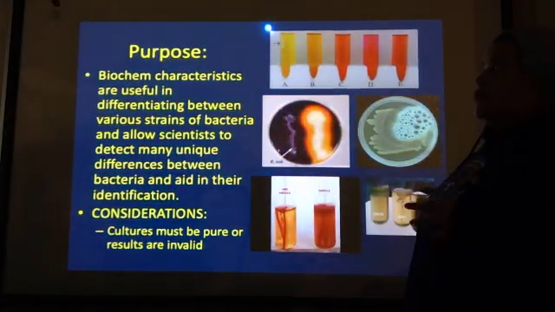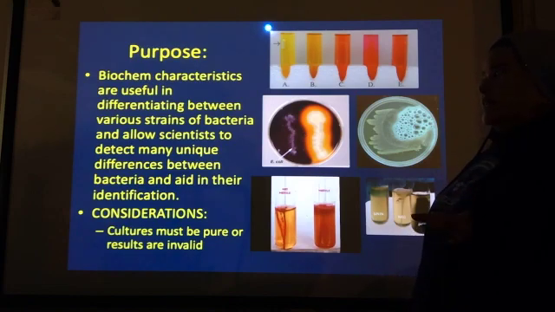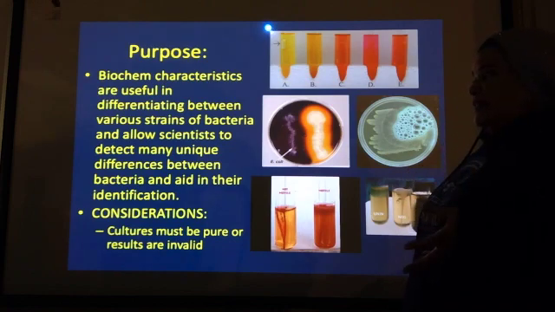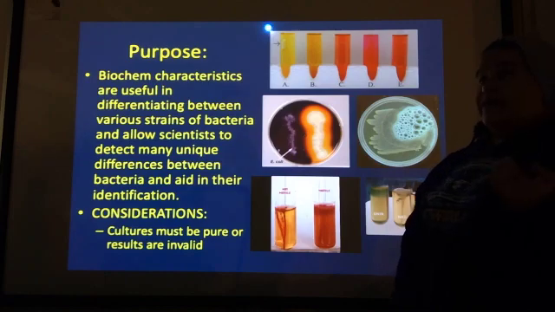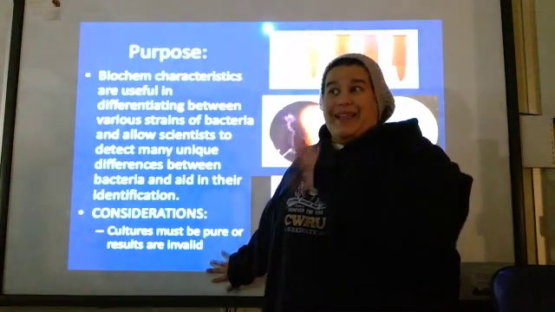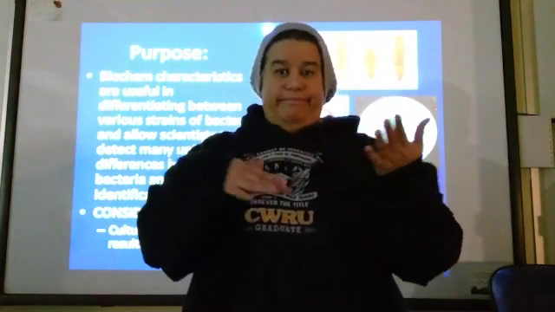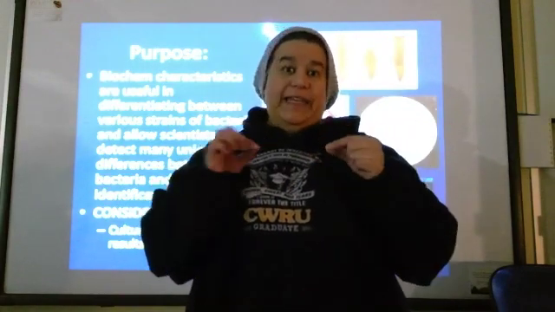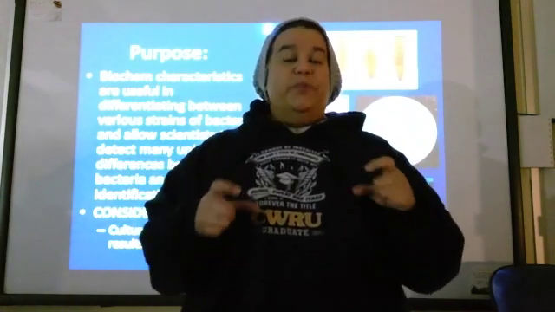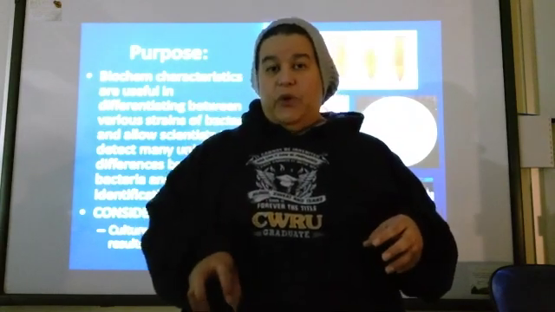Biochemical characteristics are useful in differentiating between various strains of bacteria and allow scientists to detect many unique differences between the bacteria and aid in their identification. One of the considerations is that your cultures have to be pure. Last week we did pure culture, where we had a mixture of bacteria and we streaked it on a plate to try and get individual colonies. In this case, if you were in the lab, I would give you pure bacteria. It wouldn't be a mixture anymore. So what you are using is pure culture.